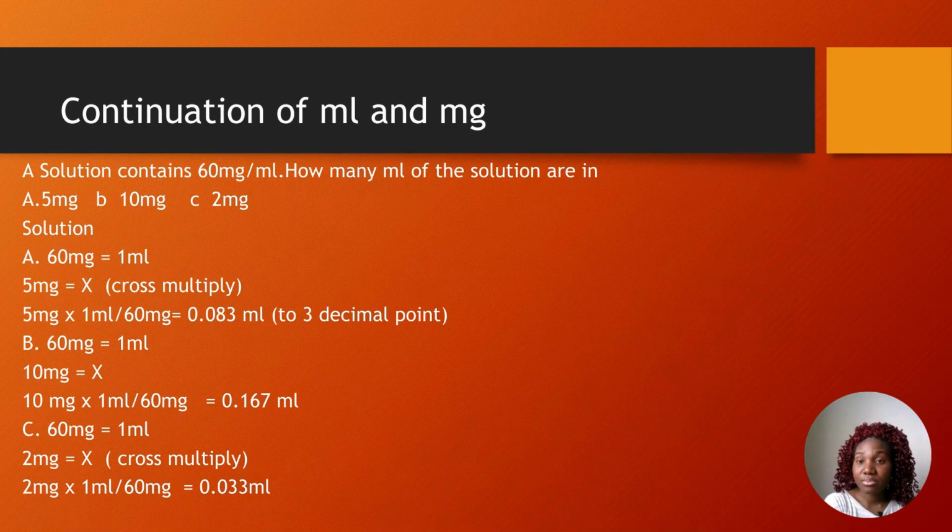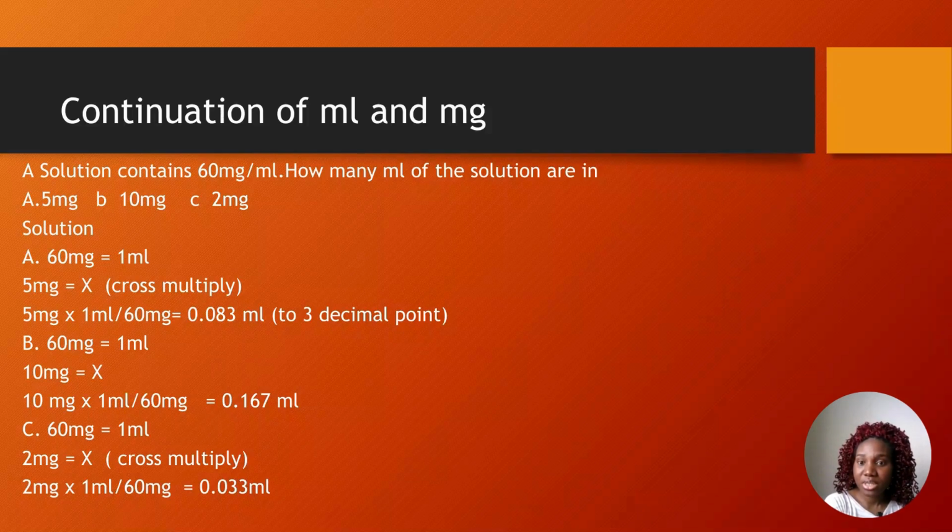A solution contains 60 milligram in 1 ml. How many ml of the solution are there in A, 5 milligram, B, 10 milligram, and C, 2 milligram? The way to solve this, you say 60 milligram is equal to 1 ml. So what is 5 milligram going to give you? If you cross multiply, you get 0.083 ml. Sometimes they might ask you to leave your answer in 2 decimals, sometimes 4 decimals. So please familiarize yourself with decimals.